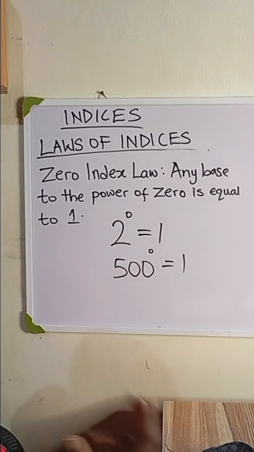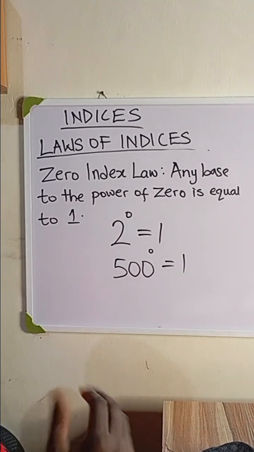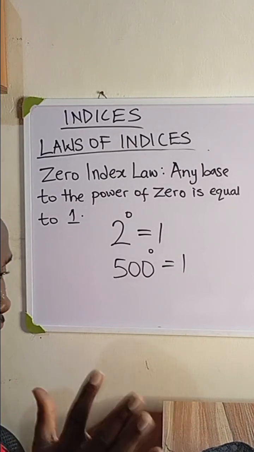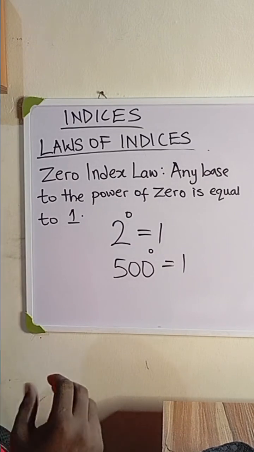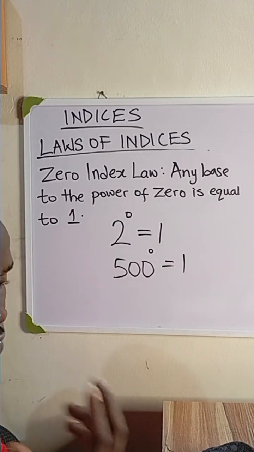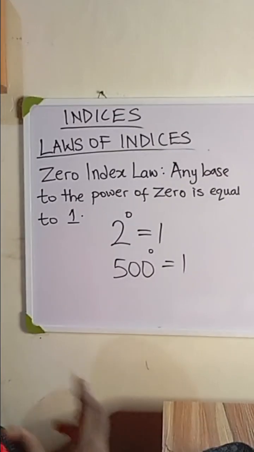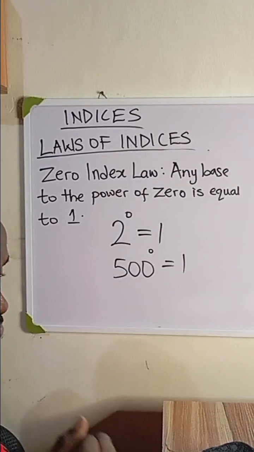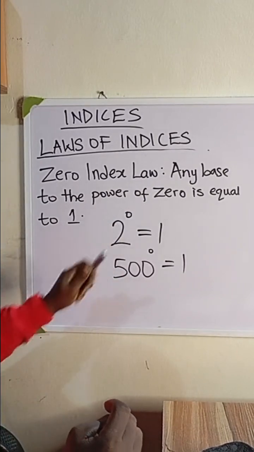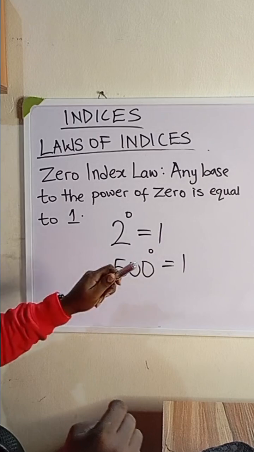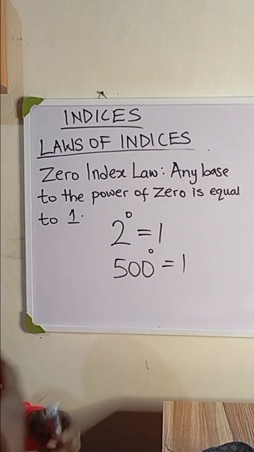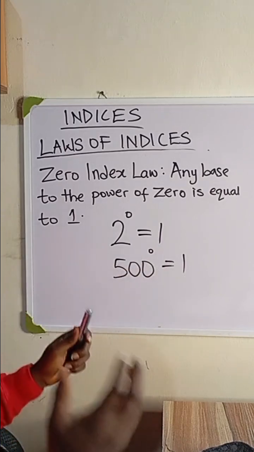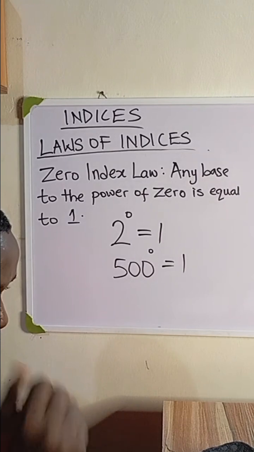We are going to see why that is the case. Why is it that any number to the power of 0 is equal to 1? It was not something that was just done by guesswork. It is something that also obeys the laws of indices. Okay, so 2 to the power of 0 is equal to 1. 500 to the power of 0 is equal to 1. 1 million to the power of 0 is equal to 1. Any base to the power of 0 is equal to 1.